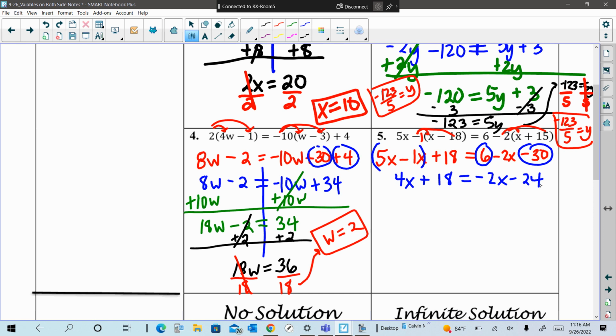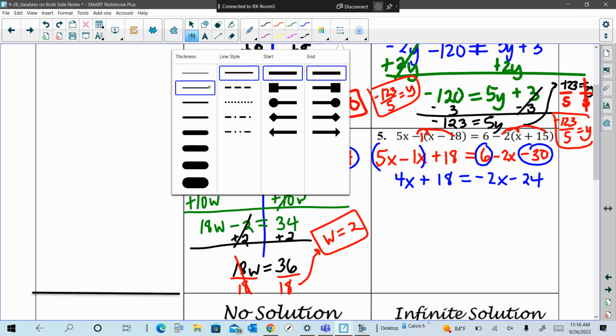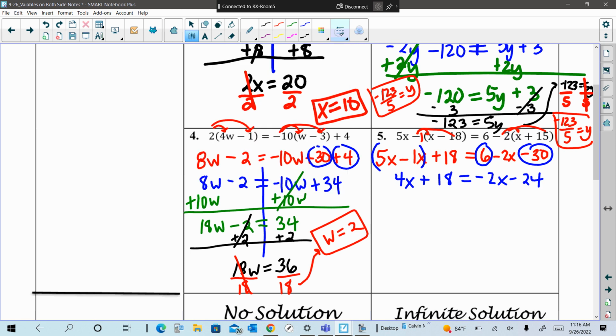All right, so we did like terms. Now what do we need to do? What's step 3? Smallest variable. Who's the smallest variable? Negative 2x. So do the inverse and make that plus 2x. Plus 2x. So the smallest cancels. Now we have a total of 6x plus 18 equals negative 24.